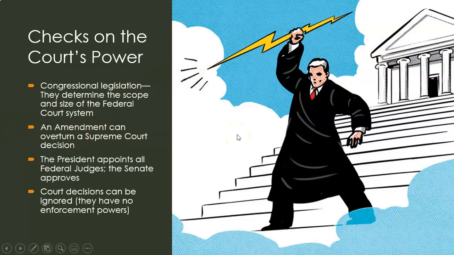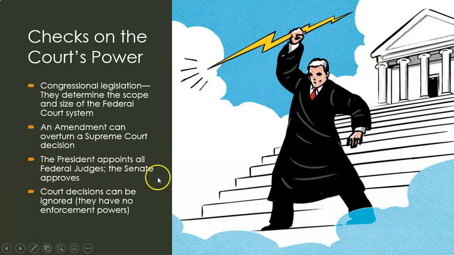They can add an amendment to overturn a Supreme Court decision. That's been done a few times. The 14th Amendment, which granted citizenship to freed slaves, was an overturning of the Dred Scott decision. Okay, the president appoints all federal judges, and the Senate approves them. That's another check on the court's power.